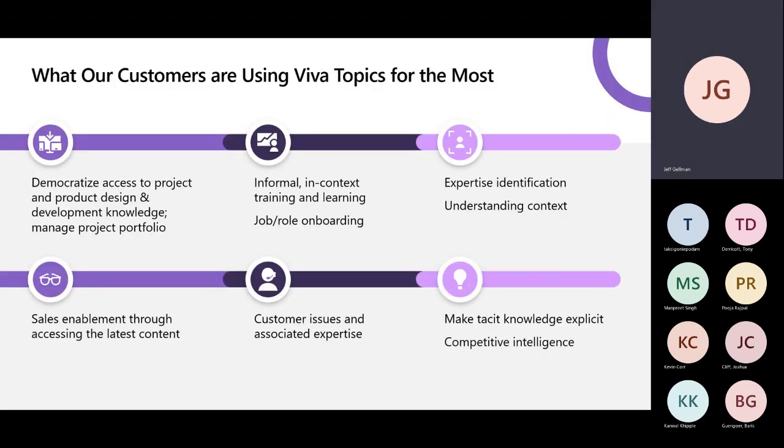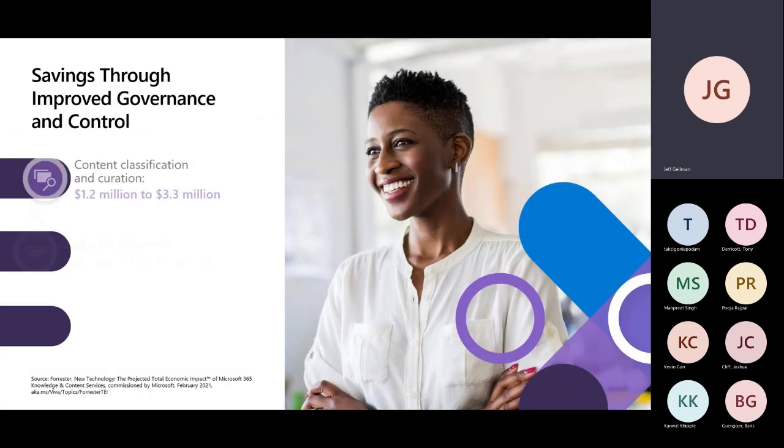So we get asked by our customers what they're doing with topics, and many of our customer use cases have centered on these six scenarios: being able to bring project information together for people in a coherent fashion as people move on from other projects, expertise identification, just knowing who knows the most, that sales enablement piece, customer issues, and finally expressing competitive intelligence inside of content, where the organization has to learn more about what's going on inside and outside of the organization.